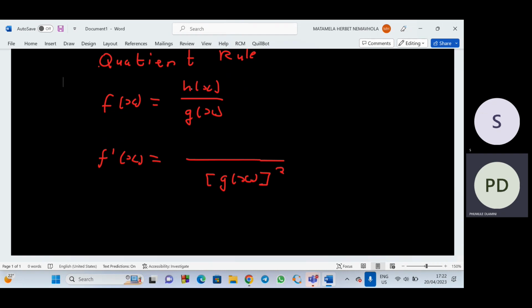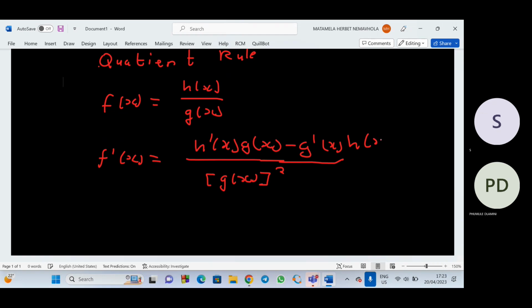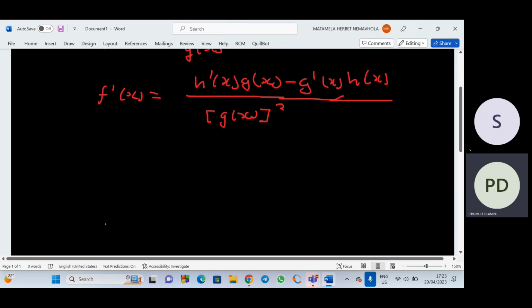Then on top, I first differentiate h of x, giving h prime of x. Then I multiply it with g of x without differentiating g of x. Then I say minus, this is just a rule. Then I differentiate g of x, which is g prime of x, and multiply it with h of x. This is the rule for differentiating using the quotient rule. I will give you an example.